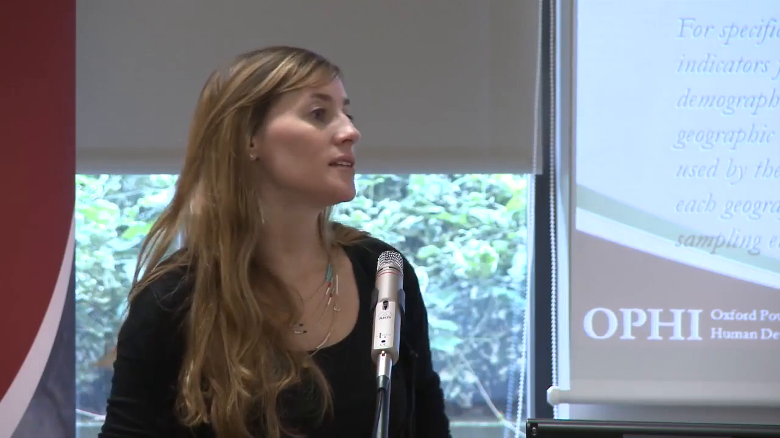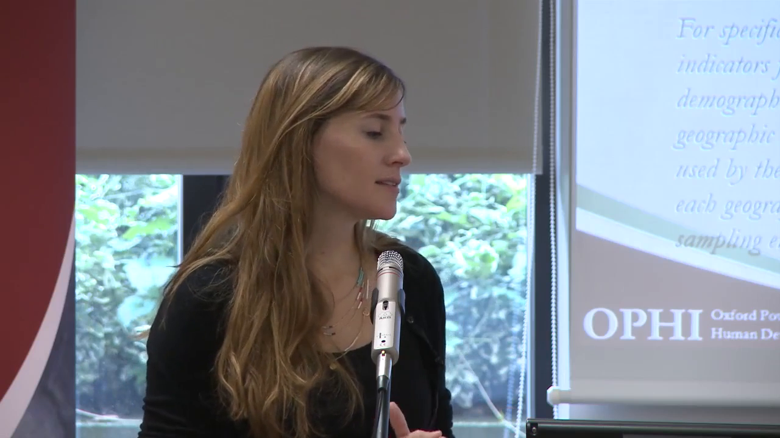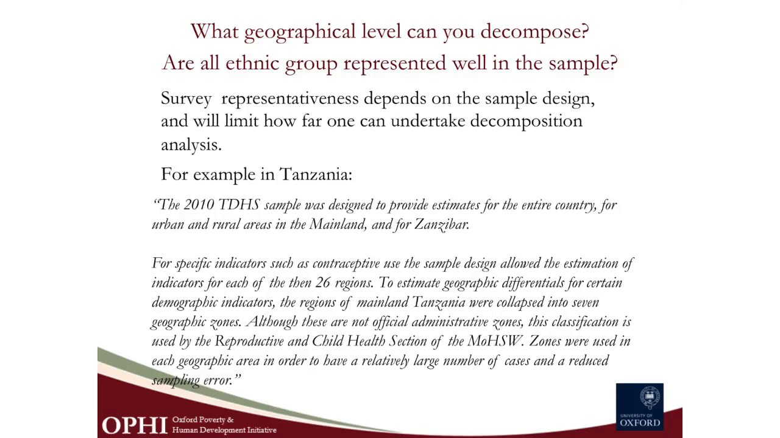And another thing is that, as we mentioned throughout these days, for example, when we were presenting the global MPI, for 69 countries we were able to get subnational decompositions. Now, what happened with the other 39 countries that we had in the global MPI? Basically, these were surveys that were designed in a way that they were only nationally representative. Or in the case of Argentina, it's only representative at the urban level.